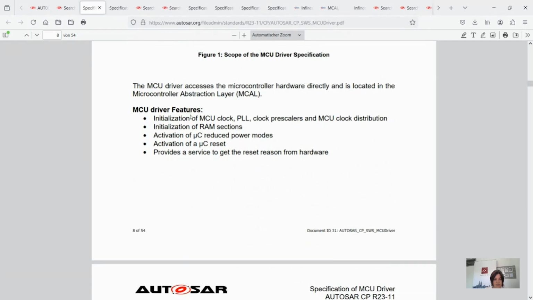The features: MCU clock, PLL, the clock prescalers, and MCU clock distribution. And it's the initialization of different RAM sections. Then you can activate the reduced power modes via this, and also the activation of a microcontroller reset. It also provides a service to get a reset reason from hardware. This is very great to know, because I remember in the past when you had resets and you didn't know why it was resetting, you had a hard time debugging and finding the root cause.